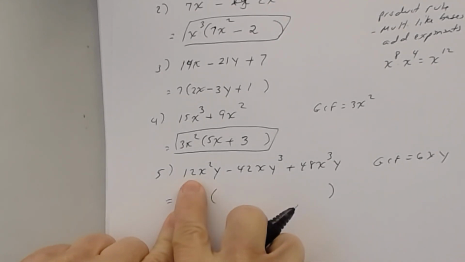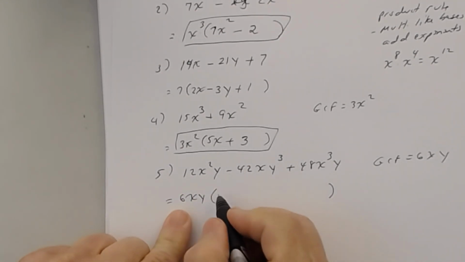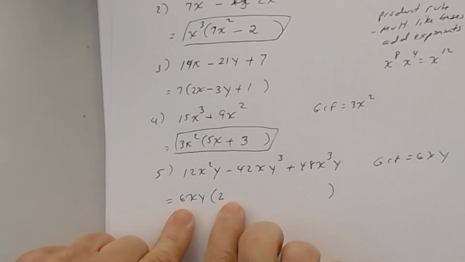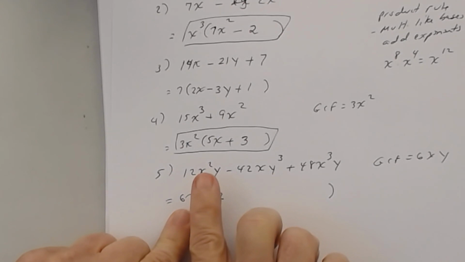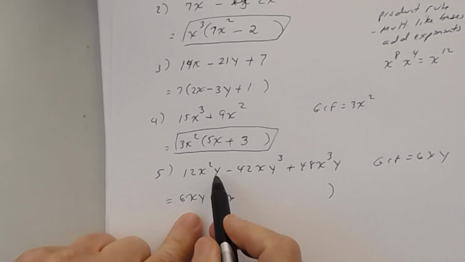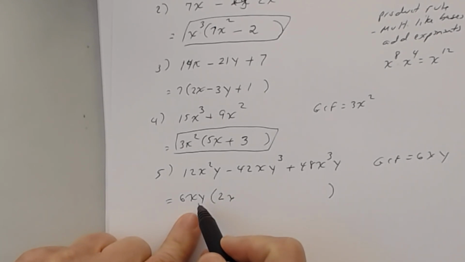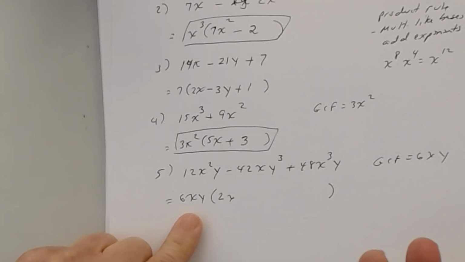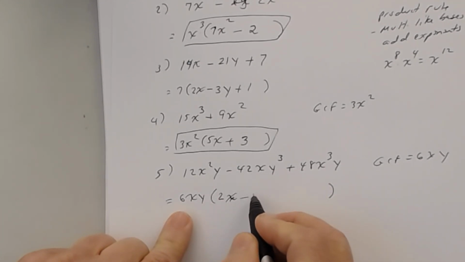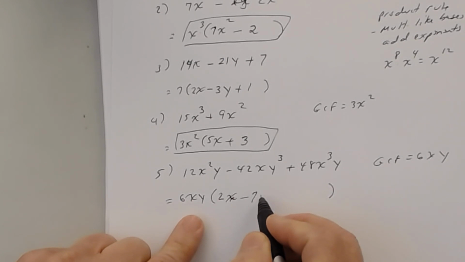6 times what is 12? Let's do that first. 2. So I know I'm going to have a 2 here. Now I have xy. Xy times what is x squared y? Just x, because I want to end up with a y, already taking out a y. So if you put a y there, what's y times y? Y squared. So you know that you made an error. So it's just 12x. Minus 6 times what is 42? 7. But what's y squared? Y squared. Very good.